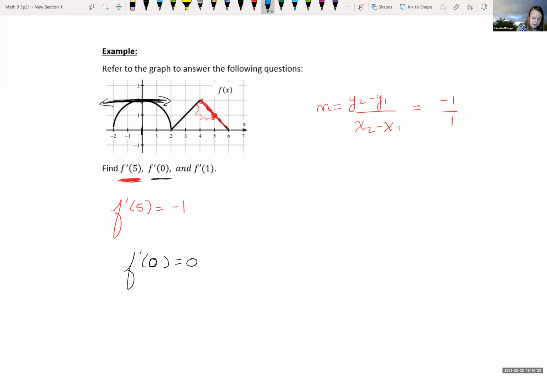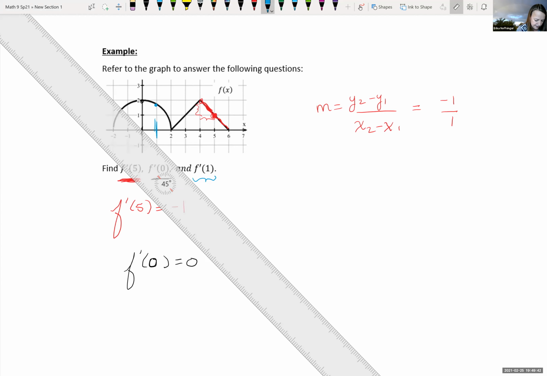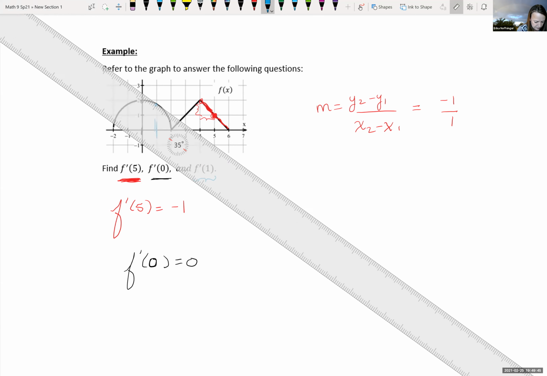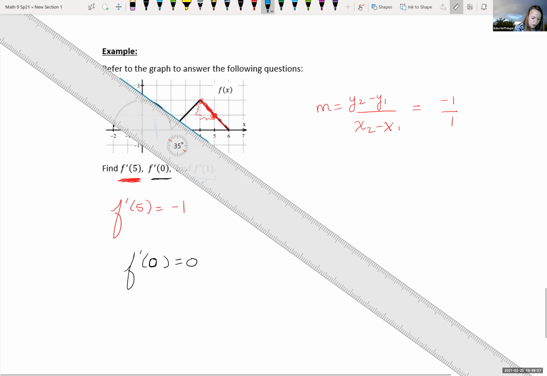And the last one, f prime of 1. So look at what's happening. x is 1. This is going to be a little harder than the other two because there's a curve here. So let's try to draw a tangent line. If I draw my tangent line at that particular value, I then want to find the slope of that line.